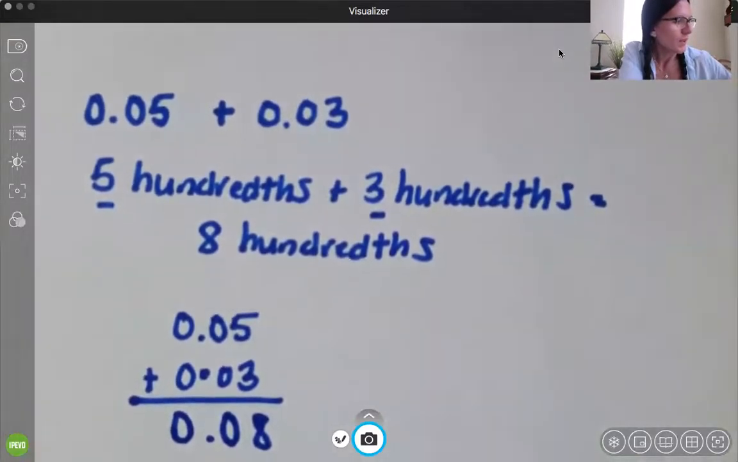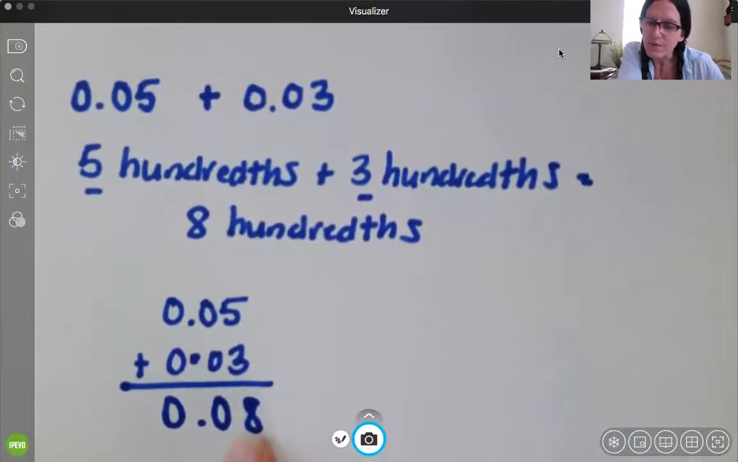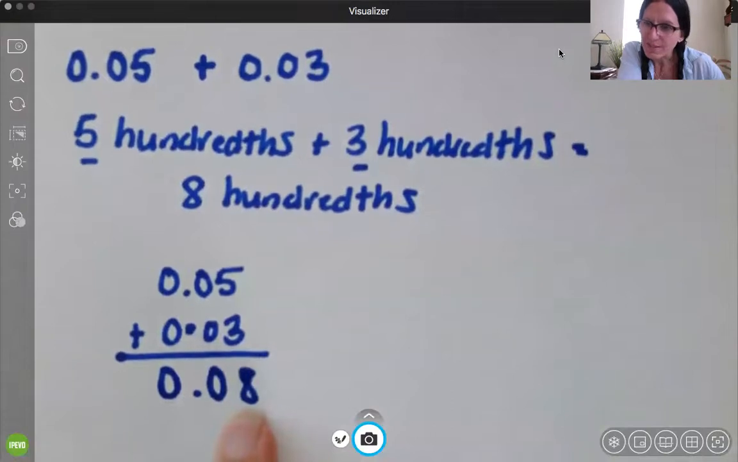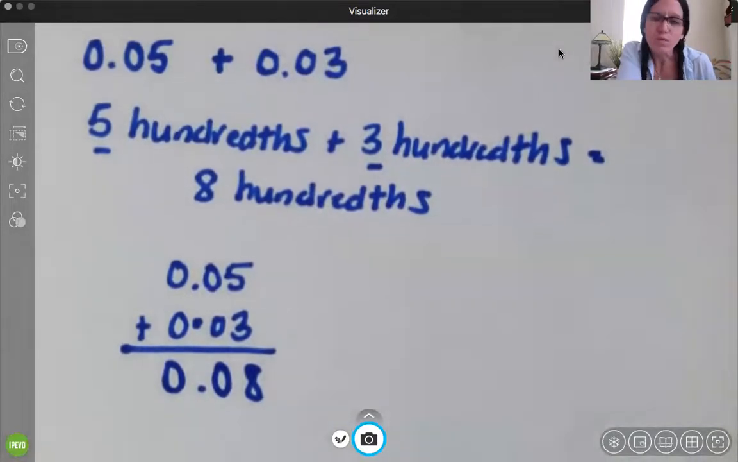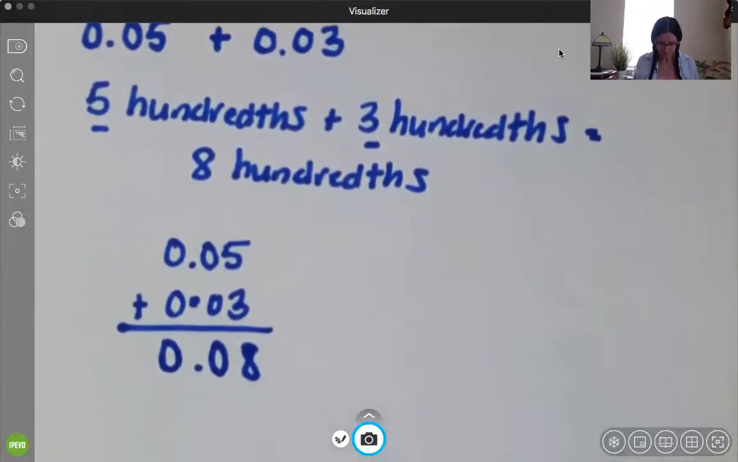One thing to think about though is that it doesn't always end up that when we're adding tenths or hundredths that we're going to have a value that's less than 10 tenths or 10 hundredths. And so one thing to remember again is if we think of renaming decimals. Okay, so let's work on some of those.